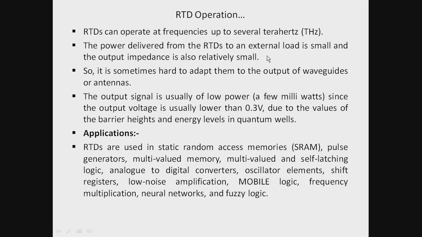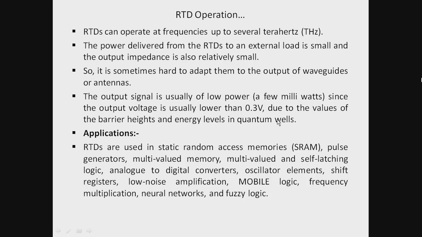So this device is sometimes hard to adapt for output waveguides and antennas. For such operations this device cannot be used, even if it has a very high speed of operation. The output signal is usually of low power. The output signal given by the resonant tunneling diode will usually be of the order of some milliwatts, since the output voltage is usually lower than 0.3 volts due to the values of the barrier heights and energy levels in the quantum levels.